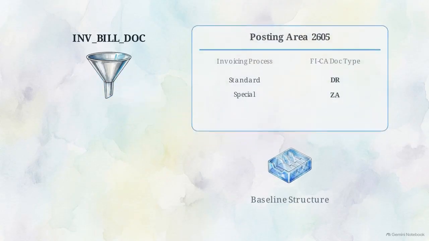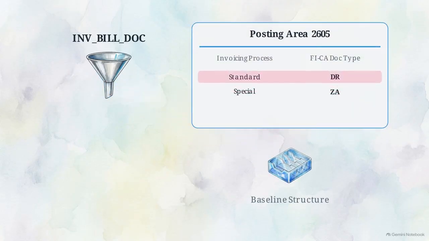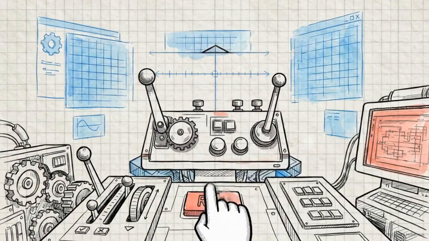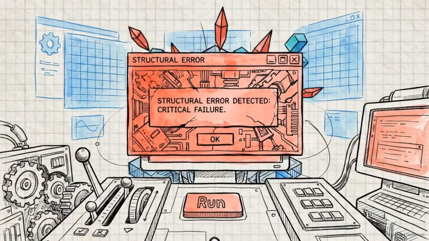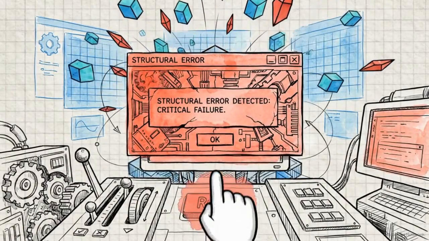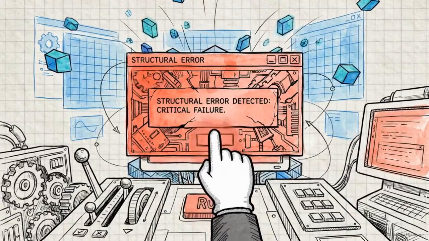It relies on posting area 2605, a configuration table assigning the correct FICA document type to the posting based on the specific invoicing process run. However, inv_build_doc is highly standardized. It builds the basic groundwork but cannot natively execute complex business logic, like specialized tax calculations or deferred revenue splits.